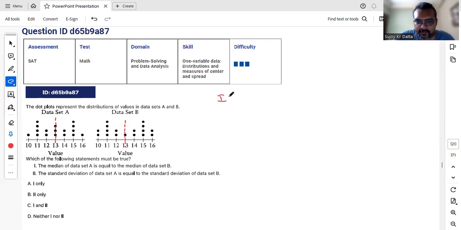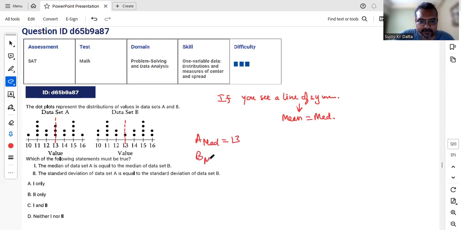If you see a line of symmetry, then that line of symmetry is the mean and also the median. That means in this case, for A, the median is 13, and for B also the median is 13. In fact, that is also the mean for A, though we have not been asked for that. So both are 13. So clearly the medians of A and B are equal.